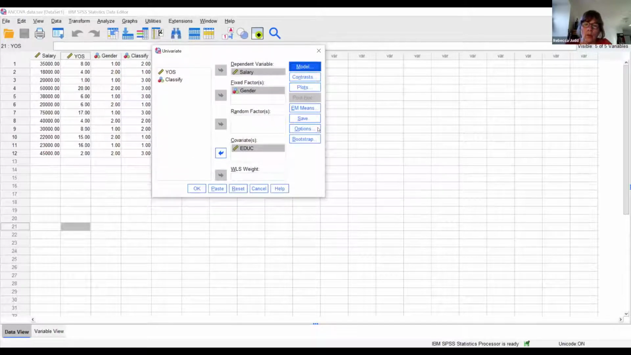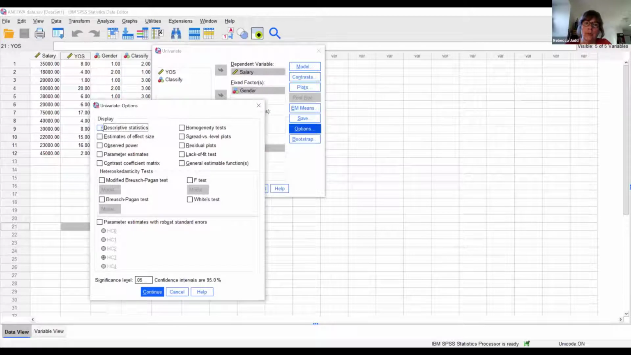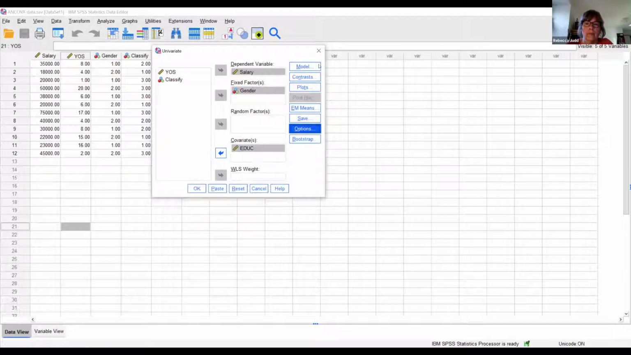Okay. We're going to do our descriptive statistics in our options. We'll do our homogeneity test. Go ahead and do our residual plots. Click your residual plots. Click continue. I think that has everything on there. And so we'll hit OK.